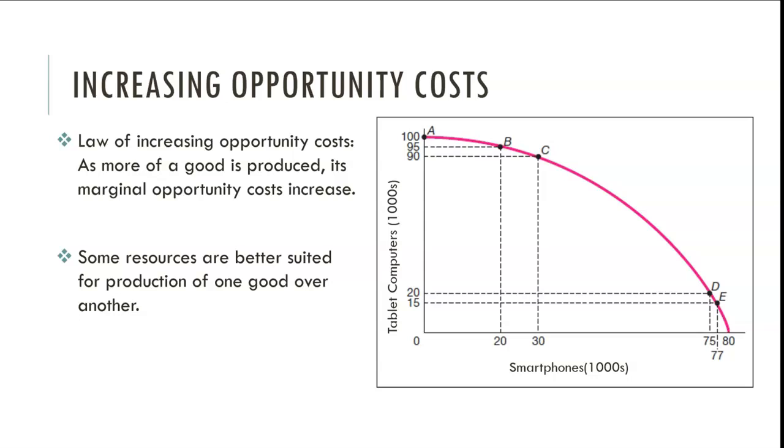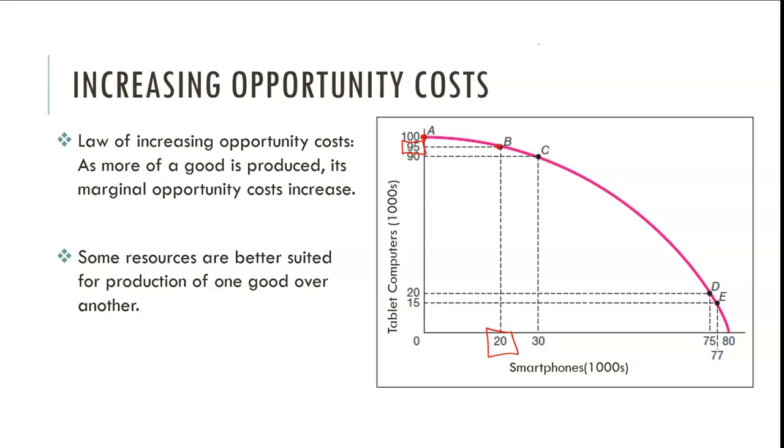For instance, the size of the screen on a tablet computer is going to be a lot larger than the size of the screen on a smartphone. So you're going to need different molds, different cutting tools, right? Things to make larger and smaller screens. Starting at point A, we have 100 tablet computers and 0 smartphones. And this company decides they want to produce some of both. So they say, let's shift some of our resources to producing smartphones. They're going to move to point B, which gives us 20 smartphones and 95 tablet computers.